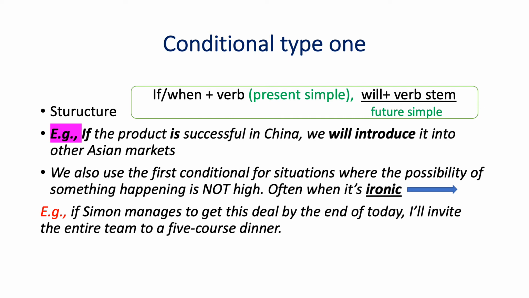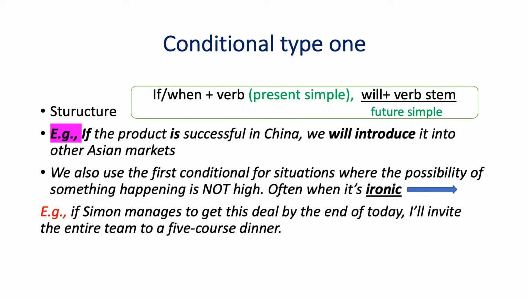Here we have an example to make it clearer. If Simon manages to get this deal by the end of today, I'll invite the entire team to a 5-course dinner. Here, the 'll is just a contracted form of will. It means, in Arabic, if Simon manages to get this deal by the end of the day, I will invite you to a group dinner of 5 courses.